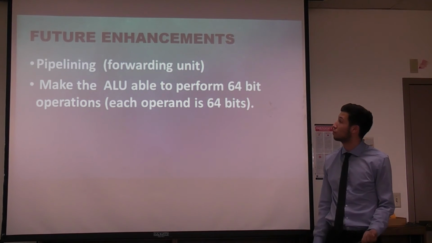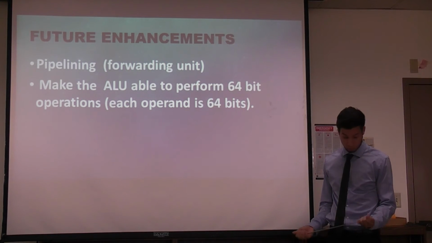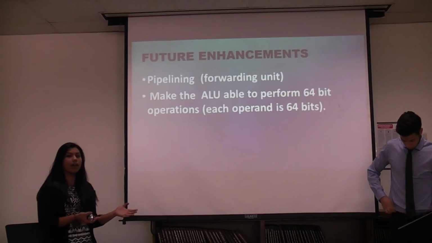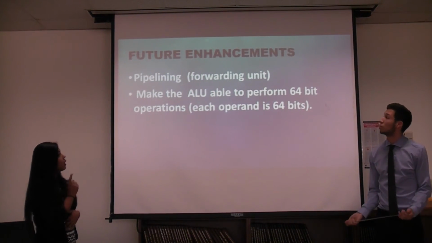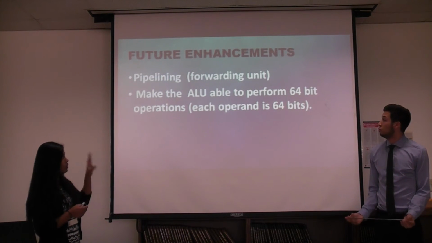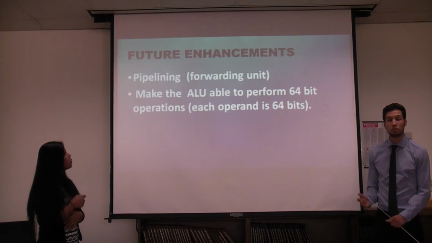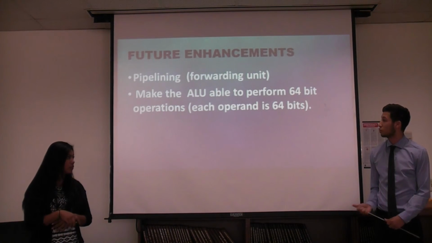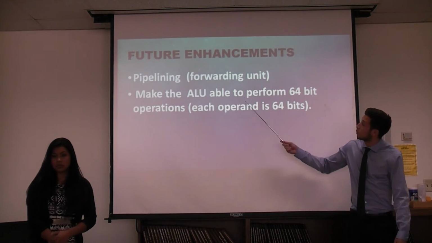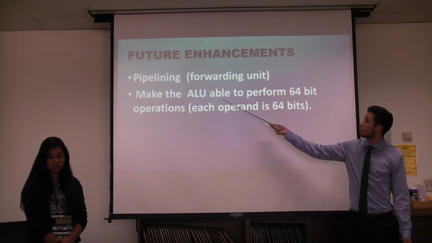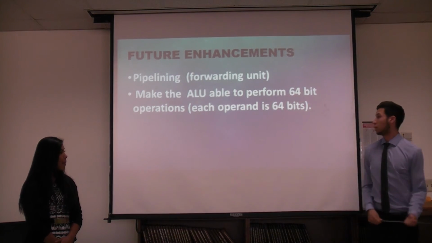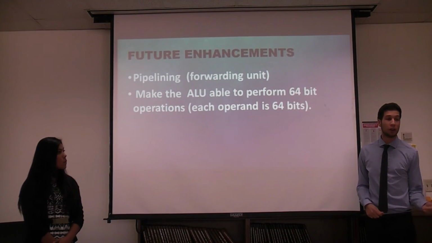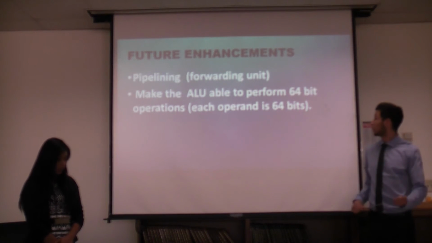Okay, so for our future enhancements, we would have liked to pipeline, which we know that it's set to pipeline, but we didn't have enough time to get to that, but that's going to be for our future enhancements. And we know that we can change some of the muxes and add a forwarding unit to make the pipeline happen. Another enhancement we want to make is to actually give the ALU the capability to perform 64-bit operations, which would mean each operand is 64 bits, which will require the S and T port to be 64 bits wide instead of 32.